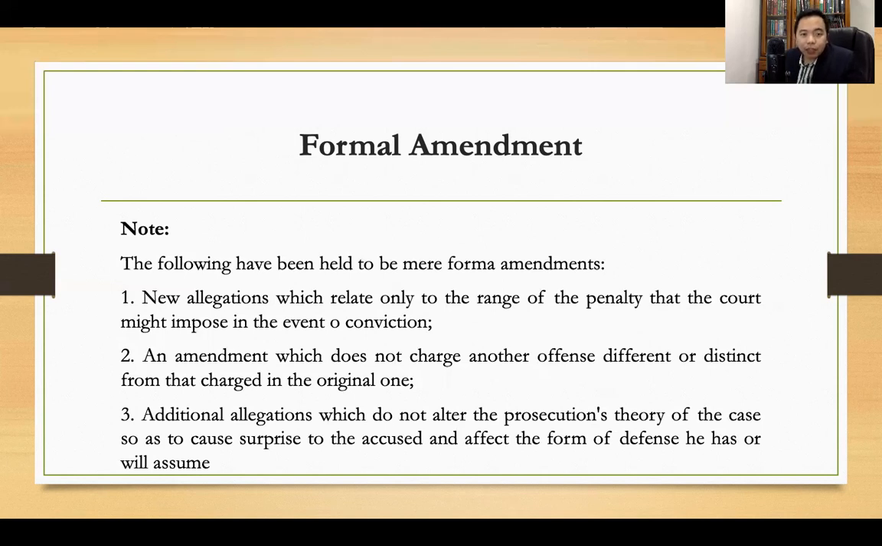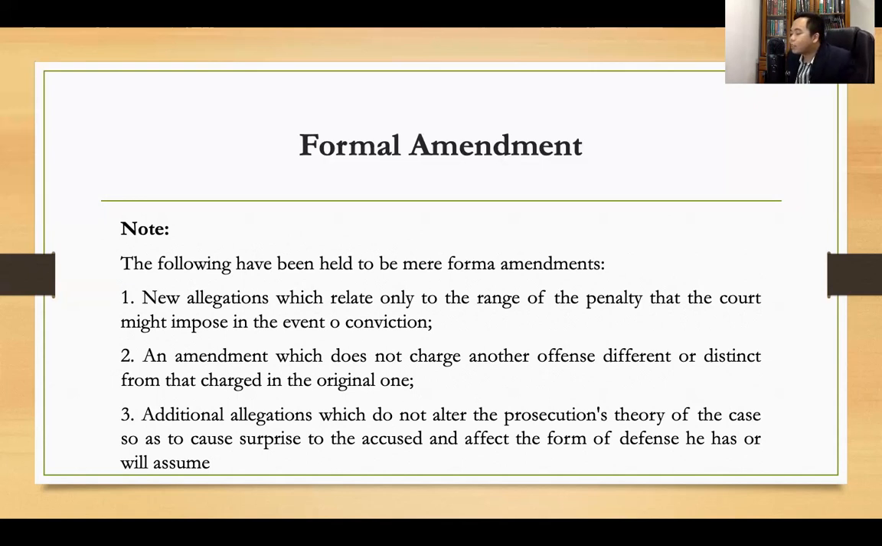Okay? The following have been held by the Supreme Court to be formal amendments or pro forma amendments: when the new allegations relate only to the range of the penalty that the court might impose in the event of conviction; when the amendment does not change the offense to another, different or distinct from that charged in the original one; or when there are additional allegations which do not alter the prosecution's theory of the case so as to cause surprise to the accused and affect the form of defense he has or will assume.